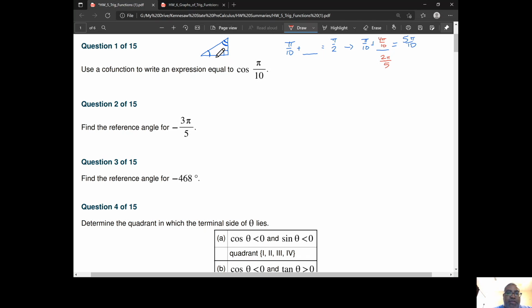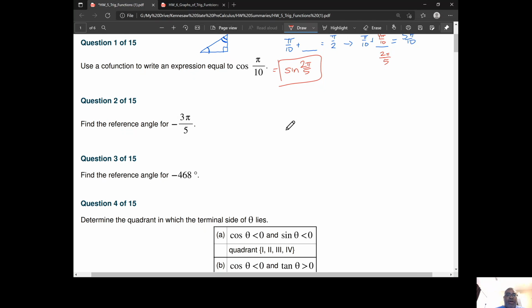That means that the cosine of pi over 10 is equal to the sine of 2 pi over 5. I feel like I went through that kind of quickly. Let me know if you have questions about it, but understanding what you're looking at is important.